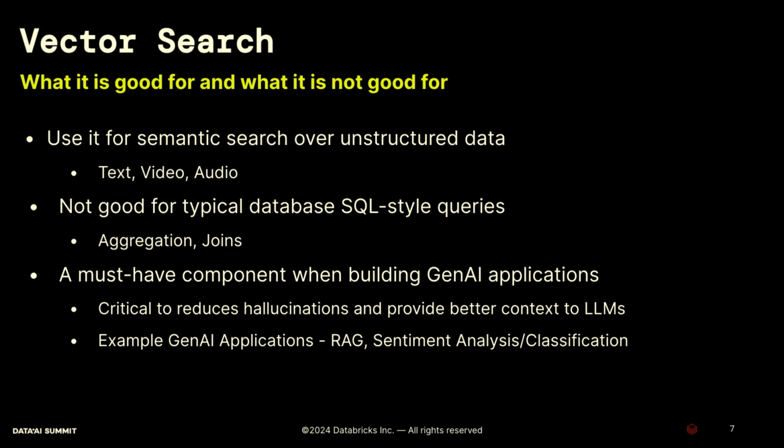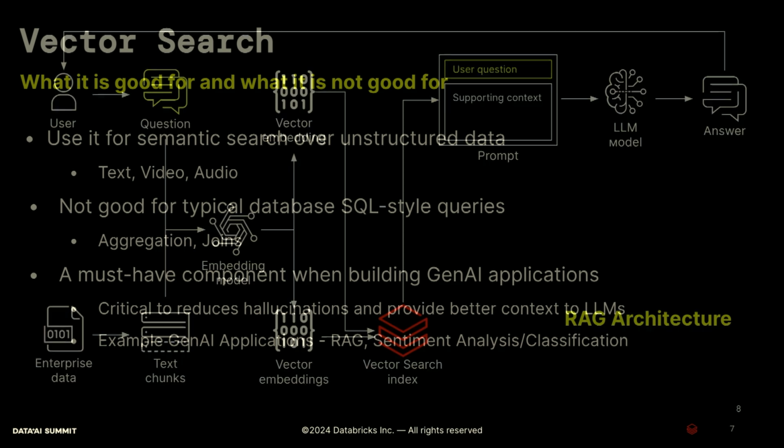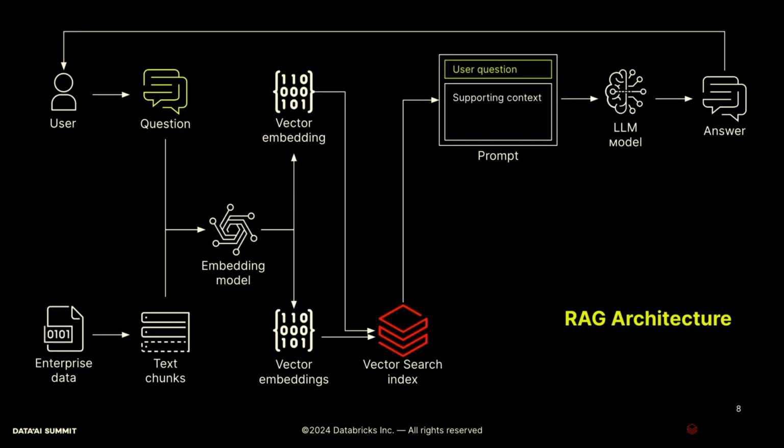So to use one of these Gen AI application examples, let's just go through a typical RAG architecture. RAG, retrieval augmented generation, is essentially a chatbot, a ChatGPT on your own data. And it starts with actually taking your enterprise data. It could be your support tickets. It could be your internal knowledge management system. It could be your documentation.